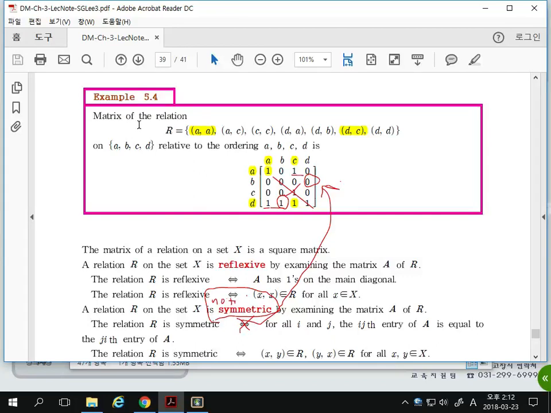Next, matrix of the relation. There was an erratum here. This example is not symmetric. I'm making my own lecture notes from different sources, so you may be able to find the errata. That's very natural. That's the process of creating new content and new knowledge. So I want you to be aware and find out something which is not perfectly clear.